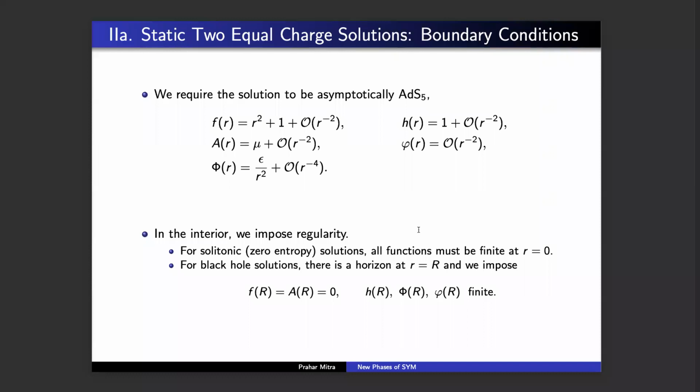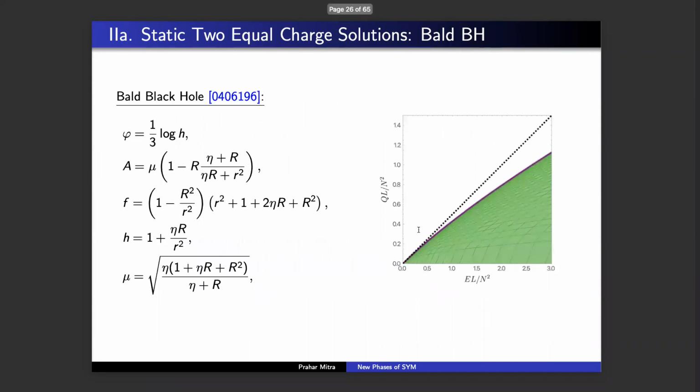Well, of course, you also need to have boundary conditions, and we simply impose asymptotically globally AdS boundary conditions at infinity. And then if I have a zero entropy solution, then I simply say that everything is finite at the origin. Or if I have a black hole solution, then I have some horizon at some value of r, and then everything is finite on the horizon.